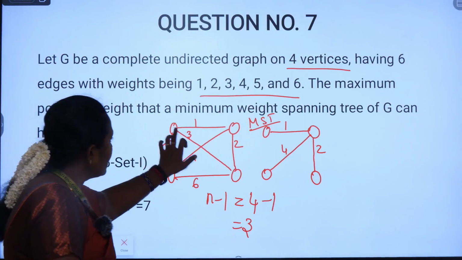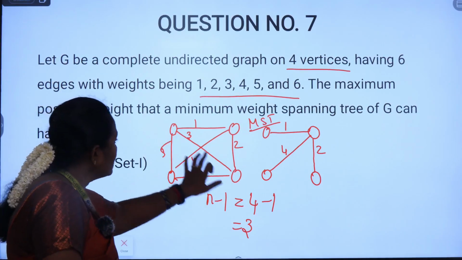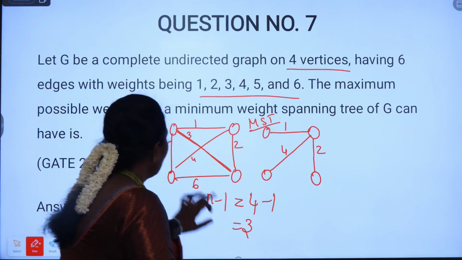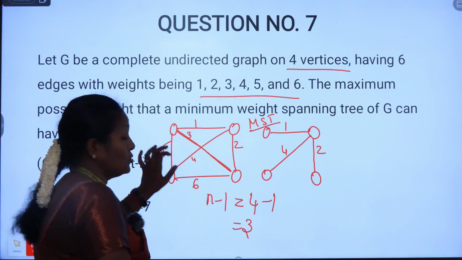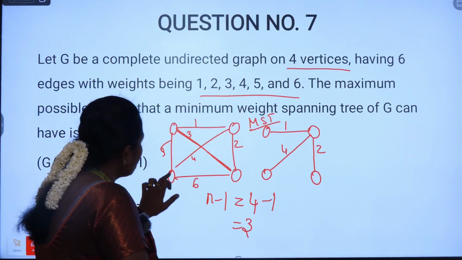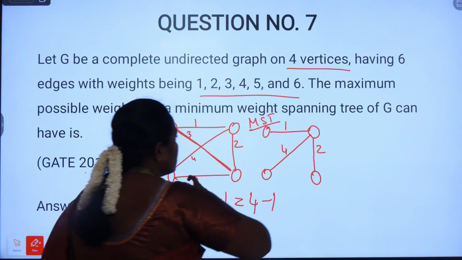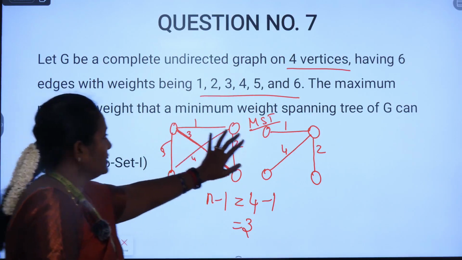Why are we not considering this edge? If you consider this edge, it will be a closed one. If you consider this edge also, it is a closed one. If you consider this also, it is a closed one. So the only possible minimum spanning tree for this graph is this one.